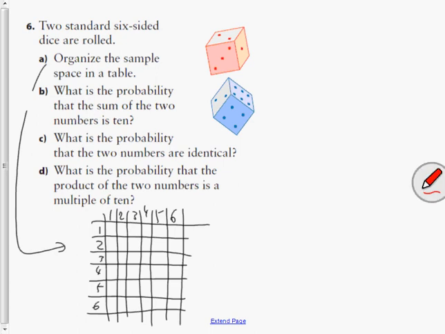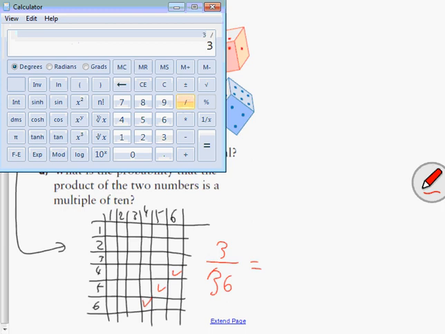The first combination is 4 and 6. If I add those 2 numbers, I have a sum of 10. 5 and 5 is a sum of 10. And 6 and 4 is a sum of 10. Those are the only 3 combinations out of the 36 possible that result in a sum of 10. So as a percentage, it would be 3 divided by 36, which means it's 8 1/3% probability.